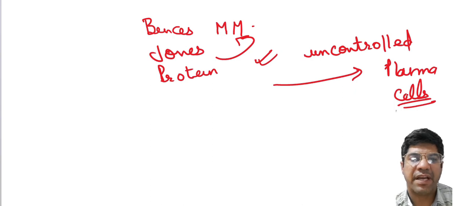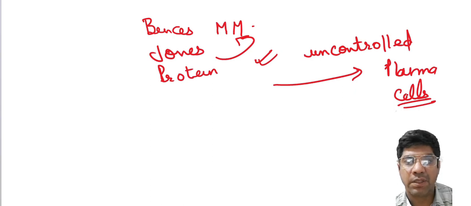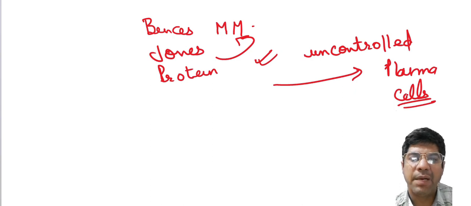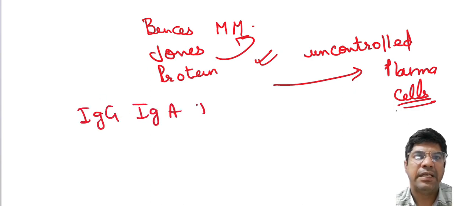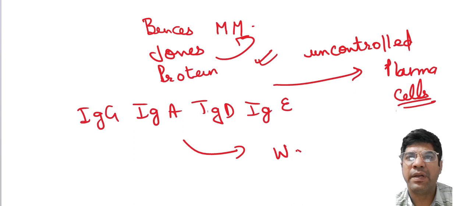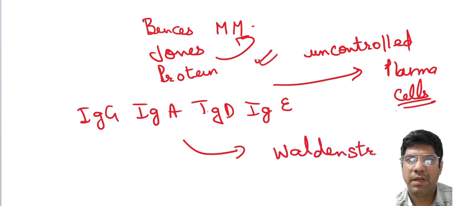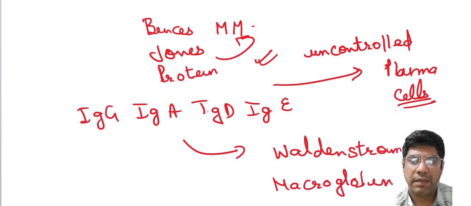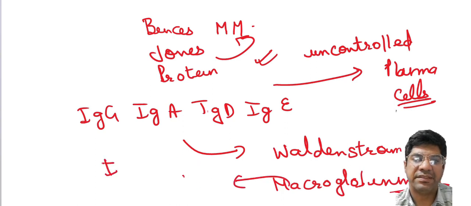The Bence-Jones proteins are uniform in nature, meaning they are composed of either kappa or lambda light chains, but not both. Multiple myeloma can affect the plasma cells producing various types of immunoglobulins like IgG, IgA, IgD or IgE. This condition is known as Waldenstrom macroglobulinemia when it affects the IgM producing cells.